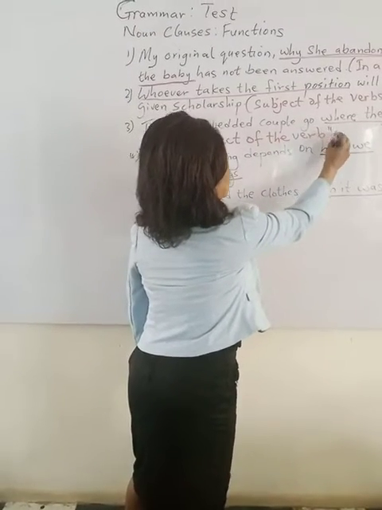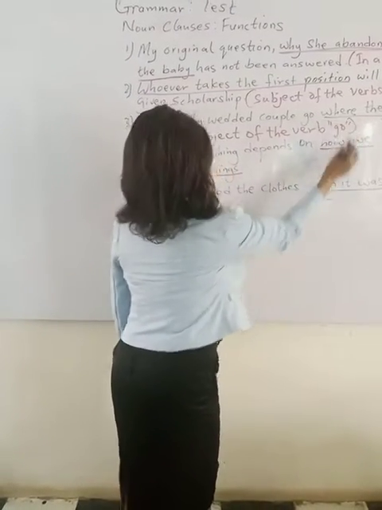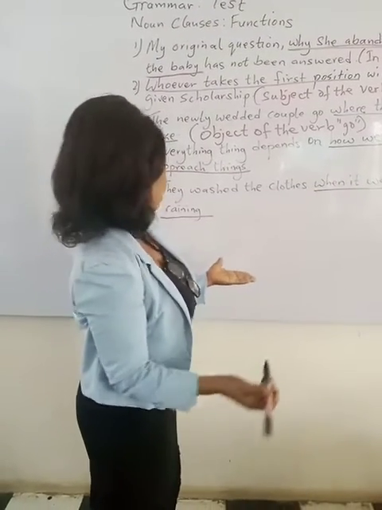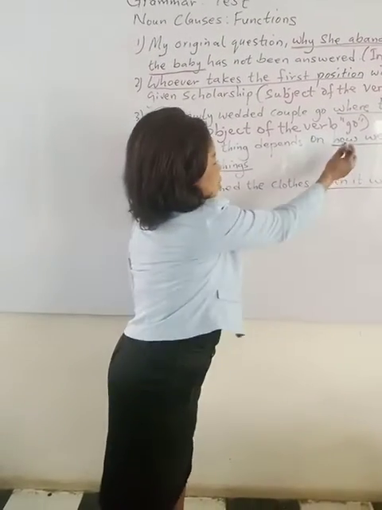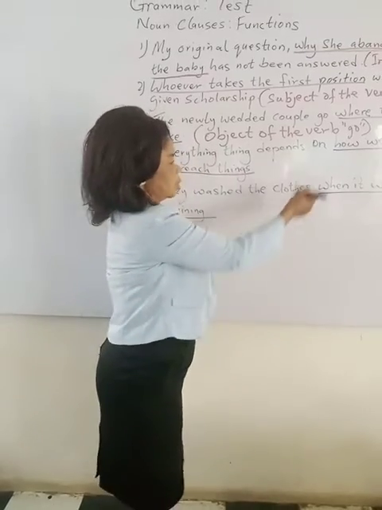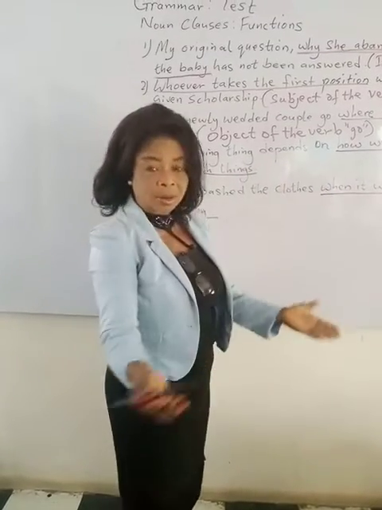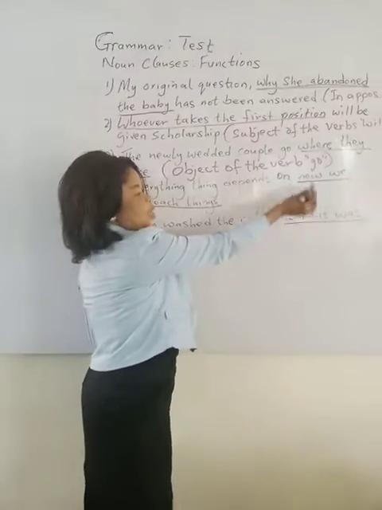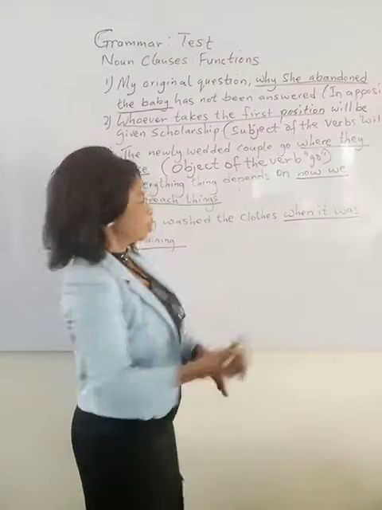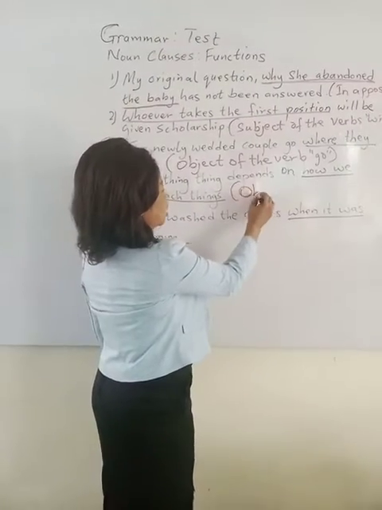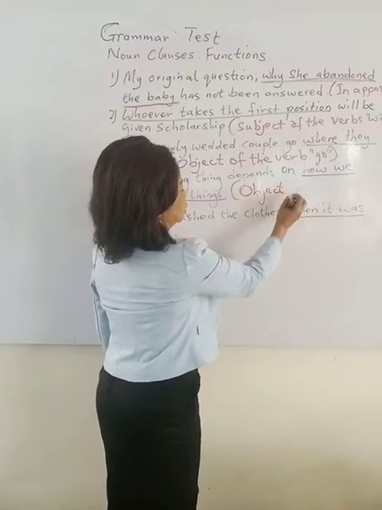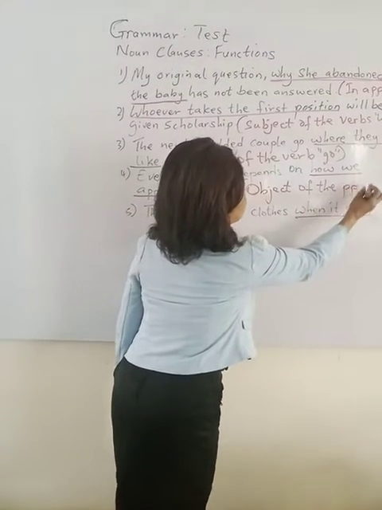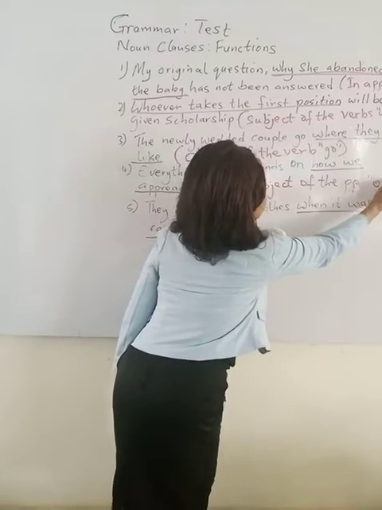Then the next one, everything depends on how we approach things. How we approach things is a noun clause. And then this noun clause comes immediately after the preposition. So it is governed by the preposition. Therefore, it functions as object of the preposition.